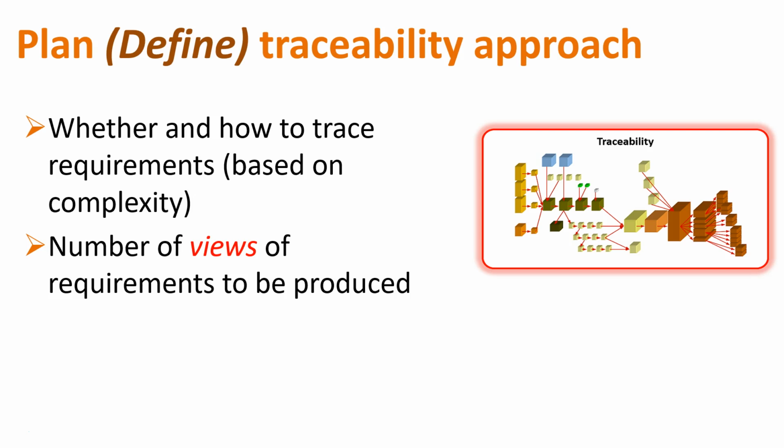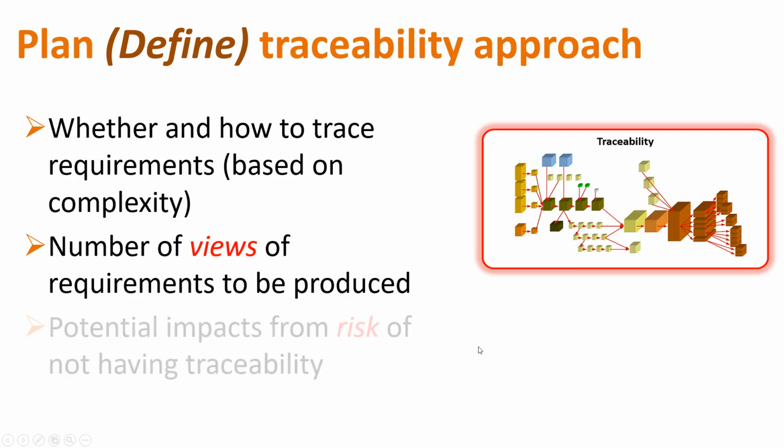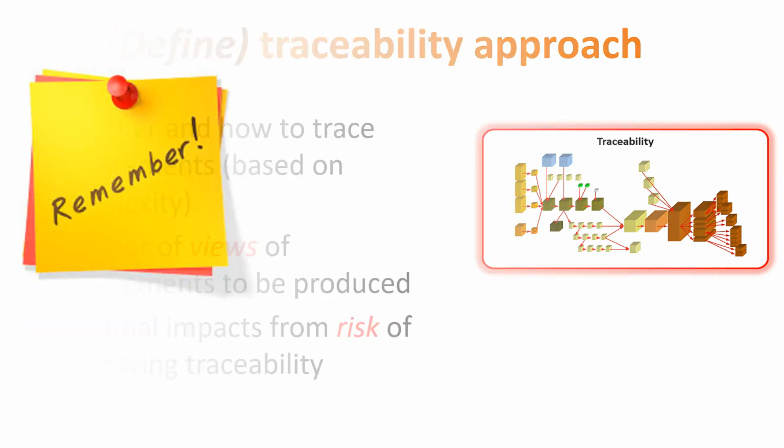I also want to think about the number of views I'm going to be producing. How many layers of abstraction am I going to do? That will help me determine how many layers of traceability I am going to need. And then the other thing we think about is the impacts of not having it. So again, if this is high, your risk is high. If this is low, your risk is low. And when you think about that, that can help you decide, am I going to put in the effort associated with this or not? So that's something that you're going to want to think about.